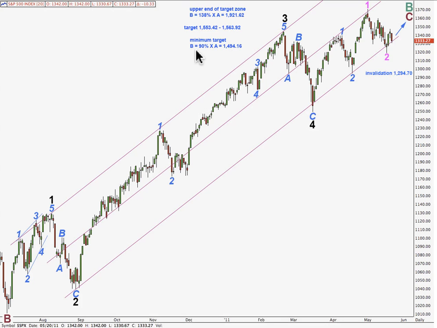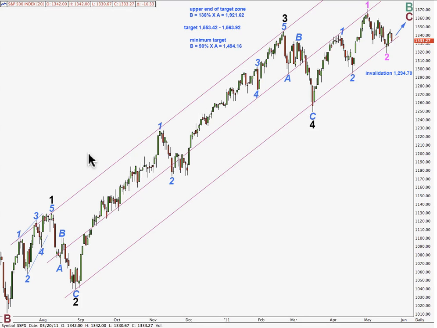Targets are the same. We expect upwards movement at least to 1494.16. This is our smaller target zone where we expect price to end up in, where wave 5 black, beginning down here, will reach equality with wave 3 black, and where wave C at primary degree will reach equality with wave A at primary degree. And again, the upper maximum expected length of this wave for this wave count for upwards movement.